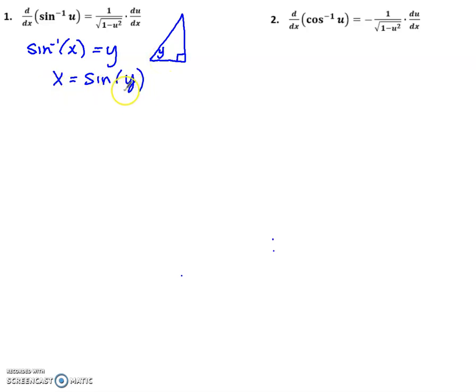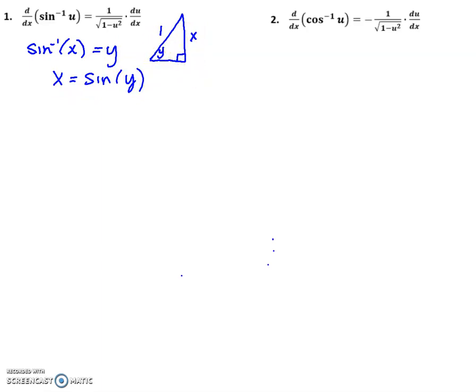Remember, the sine ratio is opposite over hypotenuse. So if I'm going to get out an x, my opposite would have to be x and my hypotenuse would have to be 1. Once again, the sine then would be opposite over hypotenuse. So this makes this true. So this is what this triangle looks like.